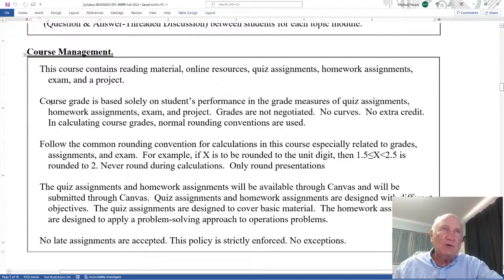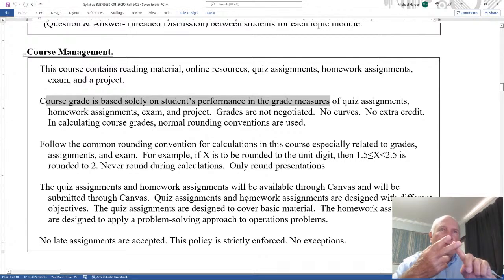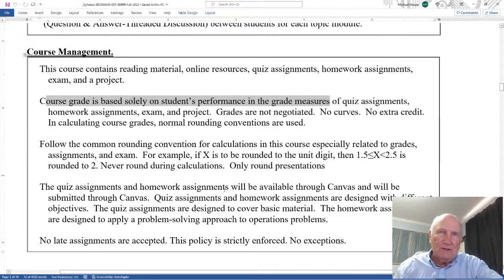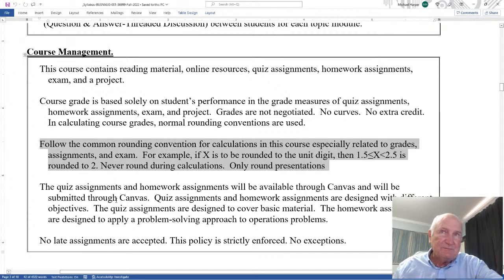What this means is that the course grade is based solely on students' performance in the grade measures. Quizzes, homework, exam, and project have points. The amount of points you earn divided by the total possible points is a percentage, and your grade is based on that percentage. I explained that in the schedule part of the syllabus video. In calculating course grades, normal rounding conventions are used, which are represented in the next paragraph.